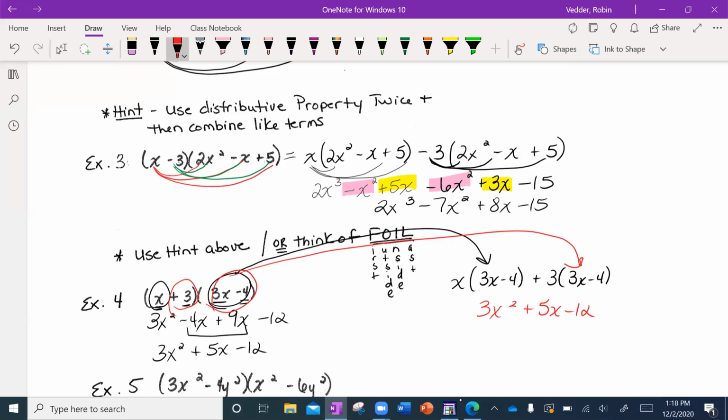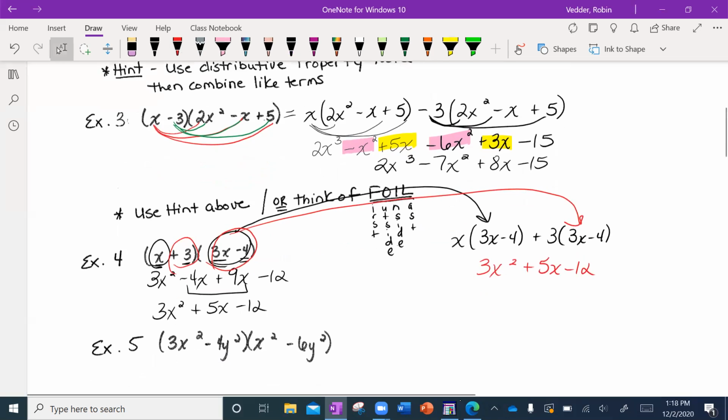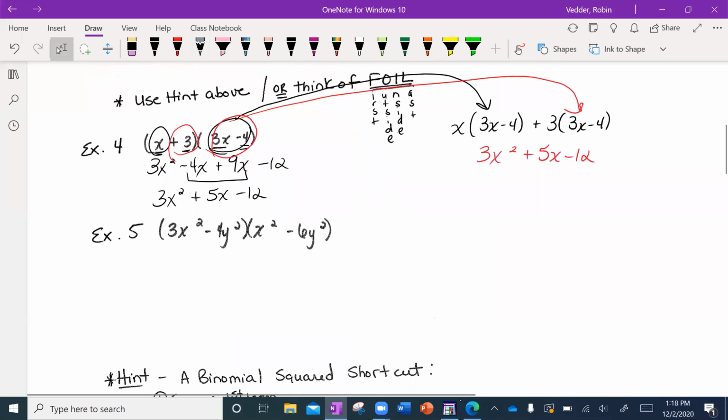So again, we all think a little bit differently. So I'm trying to give you a couple different ways and latch on to the one that makes the most sense to you. All right, for example 5, I'm going to again use the FOIL acronym first, outside, inside, and last. Notice you're going to multiply everything together.